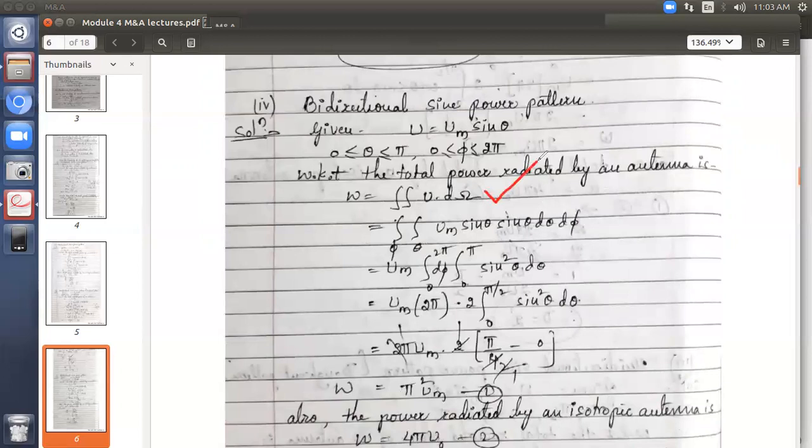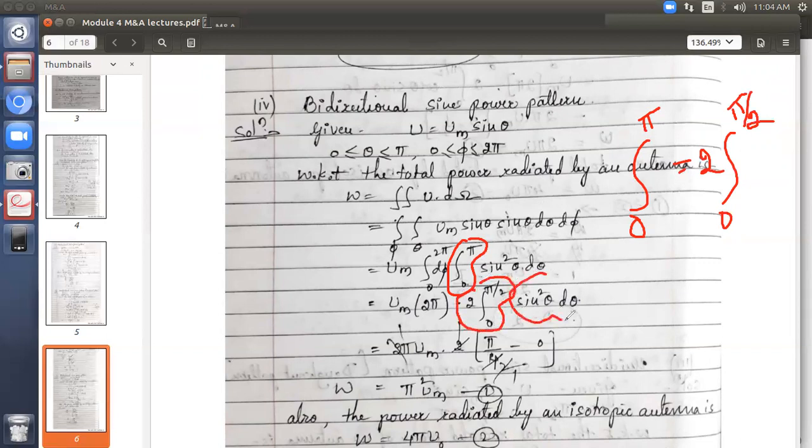See here, I have taken the equation. I have substituted Um into sine theta d theta d phi. It will become sine square. Sine square is (1 minus cos 2 theta) by 2, right? Everything is same, but check here, it is 0 to pi. So what I can do, I will go for the integration property again. If it is the 0 to pi range, I can write this as 2 times 0 to pi by 2. I will go for that application, 2 times 0 to pi by 2 and sine square theta d theta.